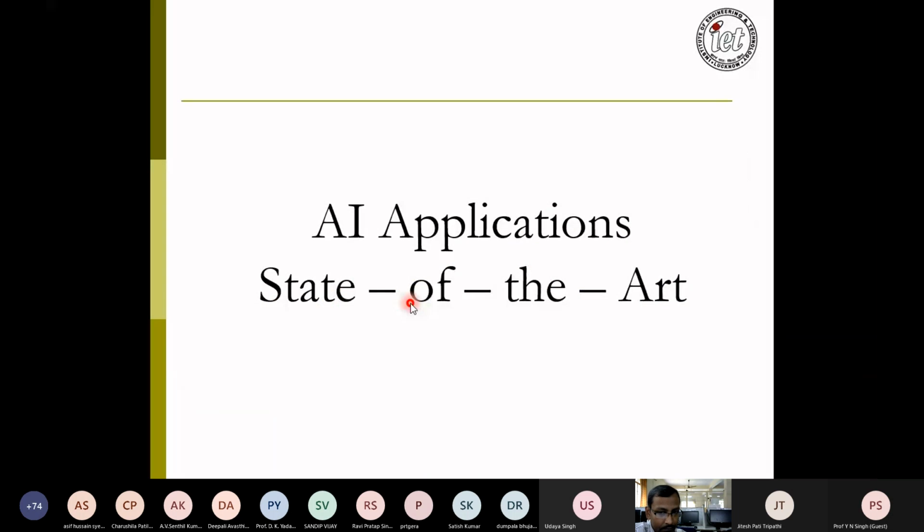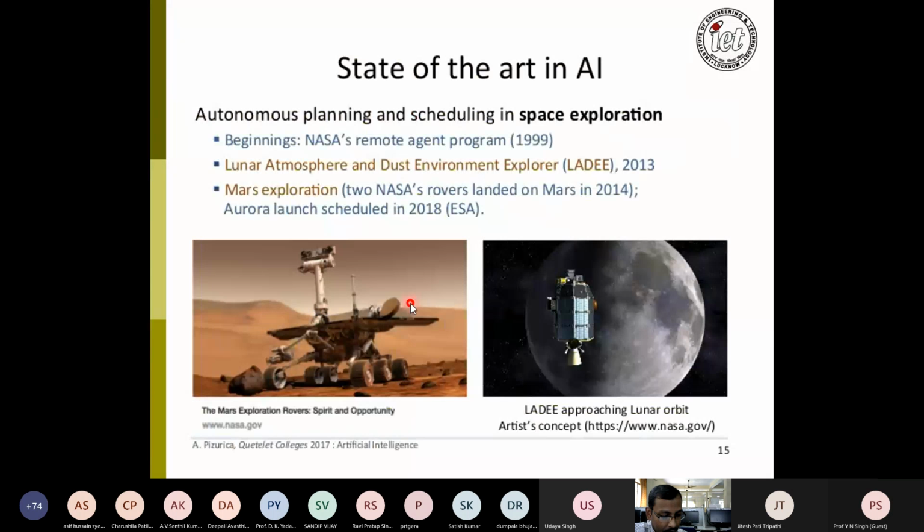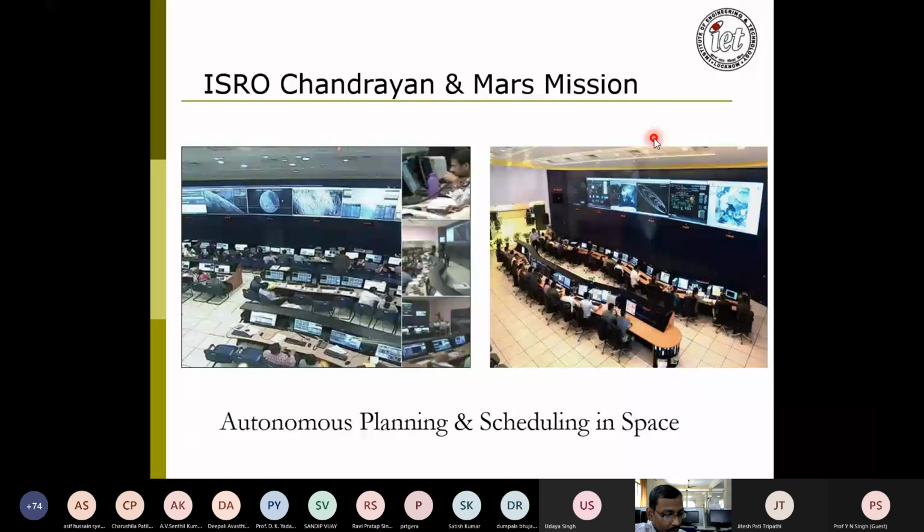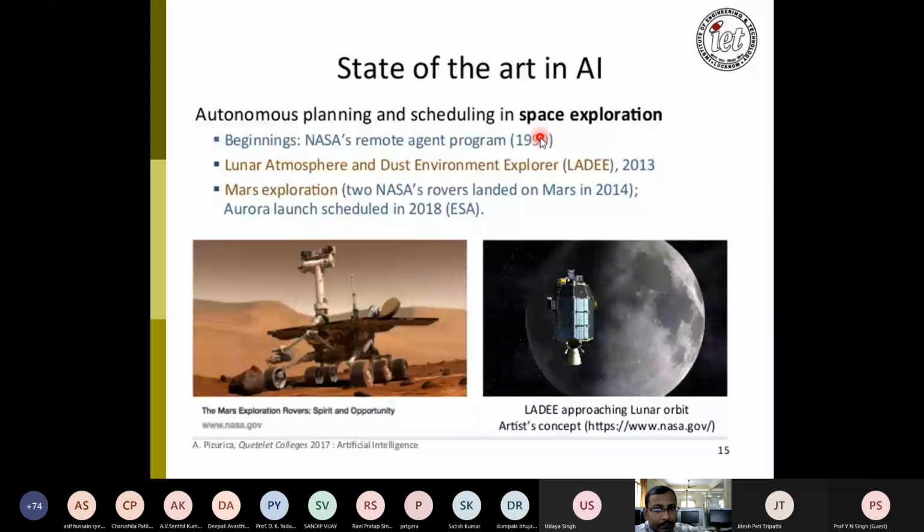So after knowing about AI, let us see the potential that we have observed over the last couple of years. State-of-the-art applications. In this application domain, a couple of applications I am just trying to describe here. After the emergence of AI, autonomous planning and scheduling in space exploration. How could it be possible that agencies like NASA and ISRO run continuous space missions, and everything is controlled through the Earth stations?